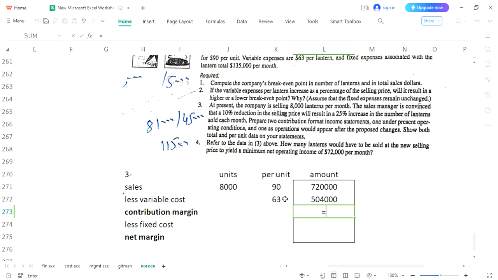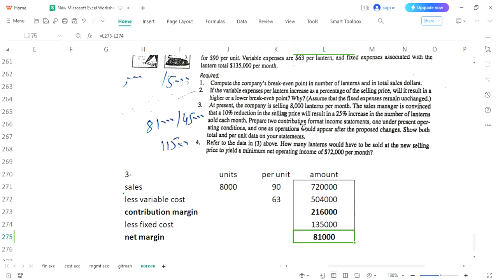It's time to calculate your contribution margin by subtracting variable cost from sales. Your amount of sale is 7,20,000 and you will subtract your variable cost, which is 5,04,000. So you have calculated your contribution margin. It's time to calculate your fixed cost, which is also given in your question, 1,35,000. Put 1,35,000 in front of fixed cost. Now we can calculate our net margin by subtracting fixed cost from contribution margin. Your contribution margin is 2,16,000. Subtract fixed cost, which is 1,35,000. So you have calculated your net margin.